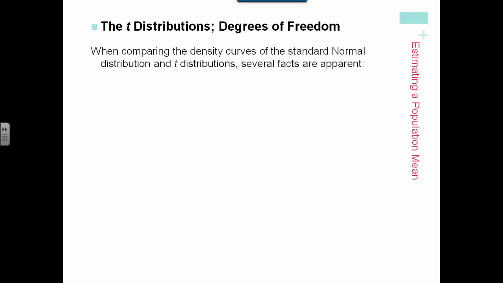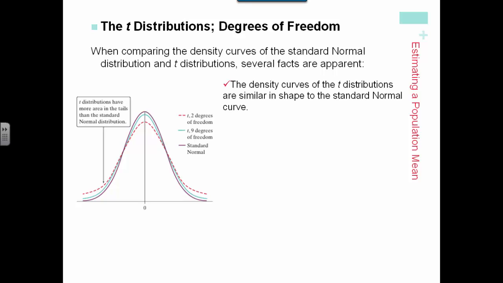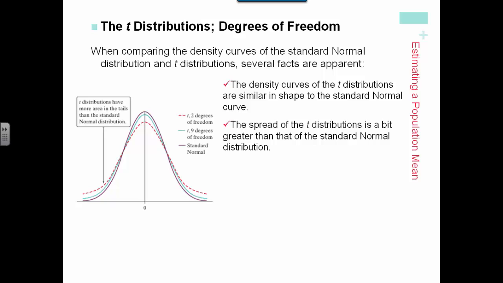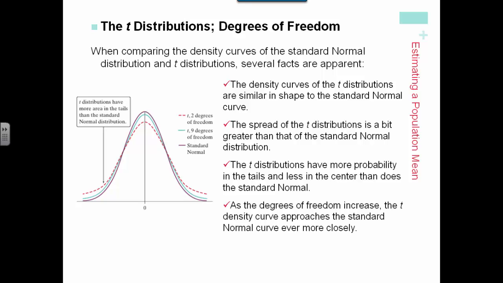When comparing the density curves of the standard normal distribution and t distributions, several facts are apparent. T distributions have more area in the tails than the standard normal distribution. The density curves of the t distributions are similar in shape to the standard normal curve. The spread of the t distributions is a bit greater than that of the standard normal distribution. The t distributions have more probability in the tails and less in the center than does the normal distribution. As the degrees of freedom increase, the t density curve approaches the standard normal curve ever more closely.